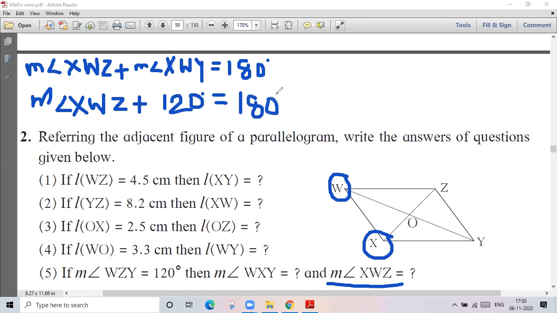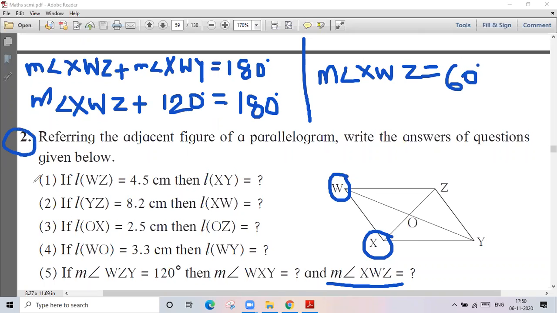Let's do the subtraction. So you will get the measure of angle XWZ is equal to 180 minus 120, that is 60 degree. Ready? So you have got question number 2. You have made an effort throughout. Right? Let's go.